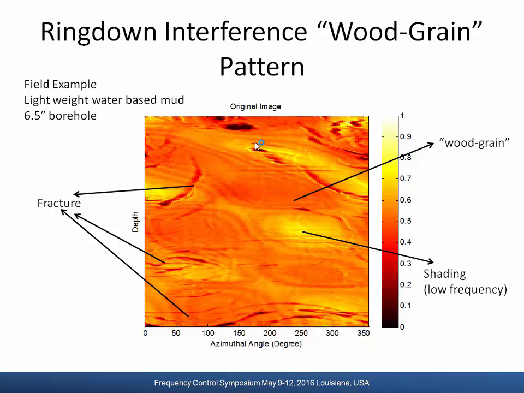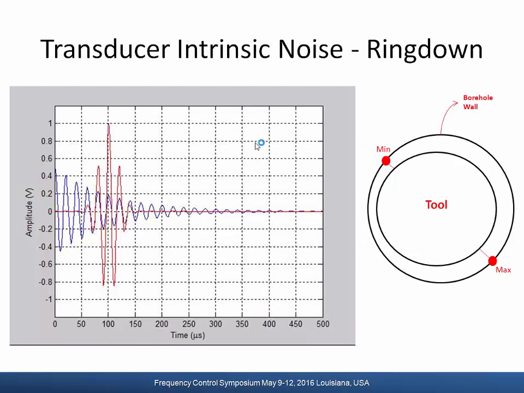But in the background, we have a problem: we observe this wood grain pattern. This is an interference pattern. And on top of this wood grain pattern, we have the shading effect. If you compare these two blocks, this is dark and this is bright. This is the shading effect, which is low frequency noise. And what causes this wood grain pattern and the shading effect? We did a quick study, and we know this is due to the ring-down modulation effect.